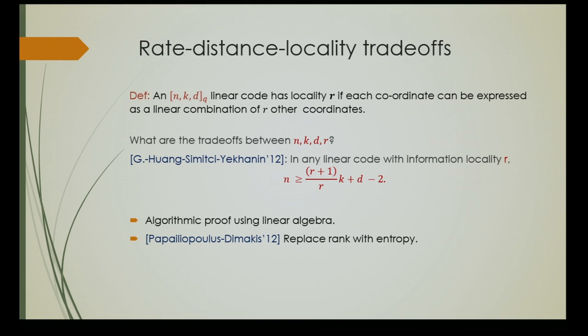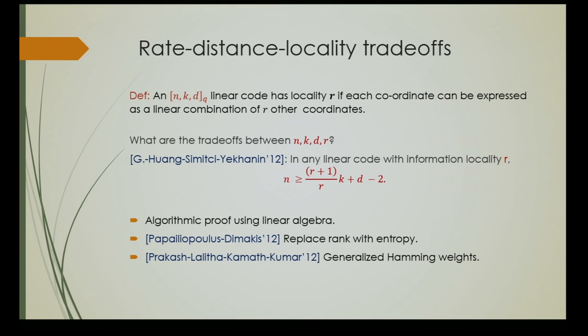Alternate proofs: Papailiopoulos and Dimakis basically redo the same proof, but instead of linear algebra, they use the language of information theory. They show that if you consider the total entropy in your symbols as opposed to the rank of your set, then the proof will go through. It will generalize even to nonlinear codes.